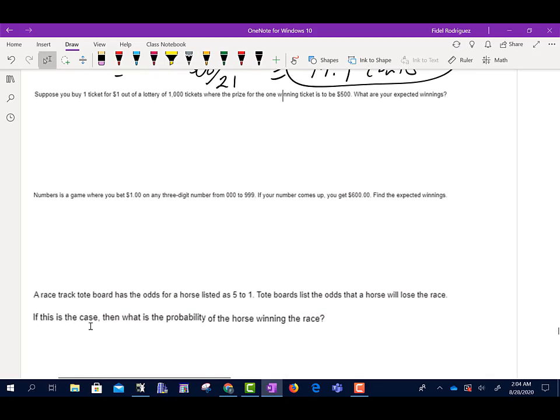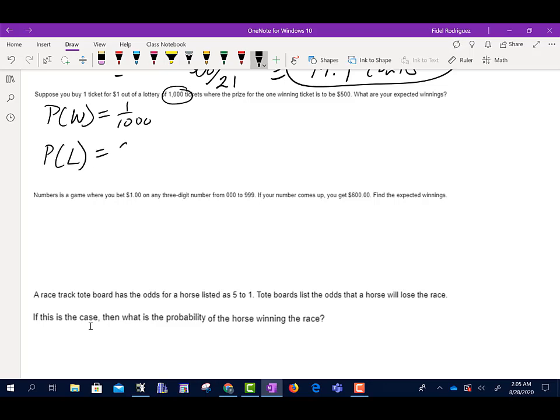All right, so the next one says, suppose you buy 1 ticket for $1 out of a lottery of 1,000 tickets, where the prize for the 1 winning ticket would be 500. What are our expected winnings? Okay, so there's 1,000 tickets. The probability that I'm going to win is 1 out of 1,000. The probability that I'm going to lose is a lot more, 999 out of 1,000, okay? So let's find our expected value.